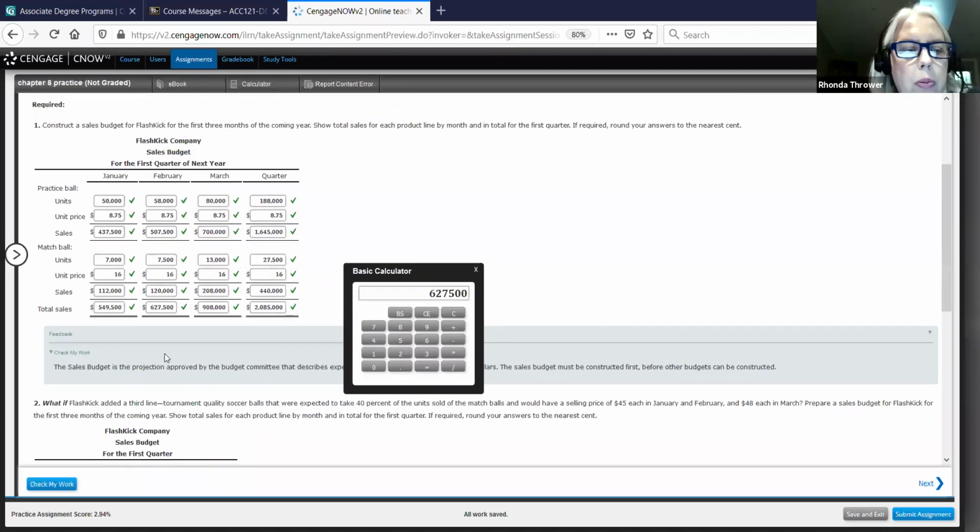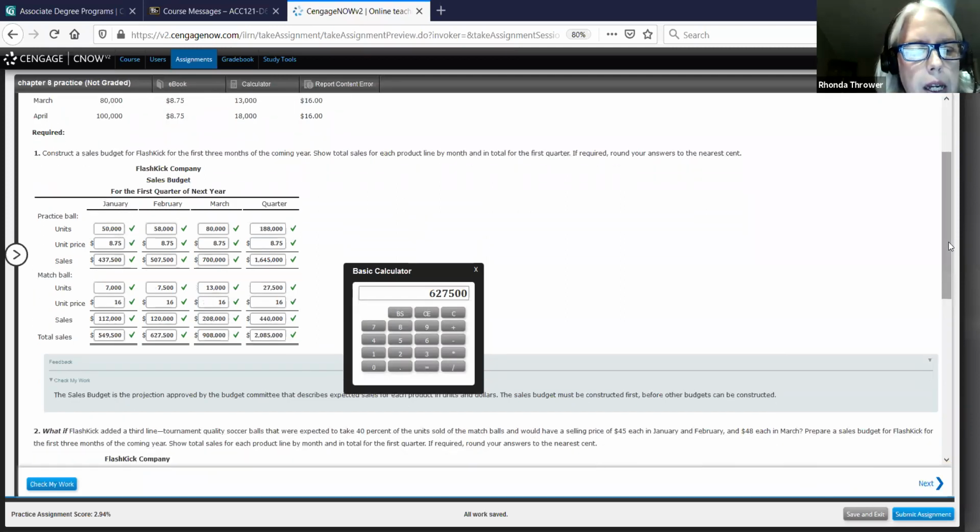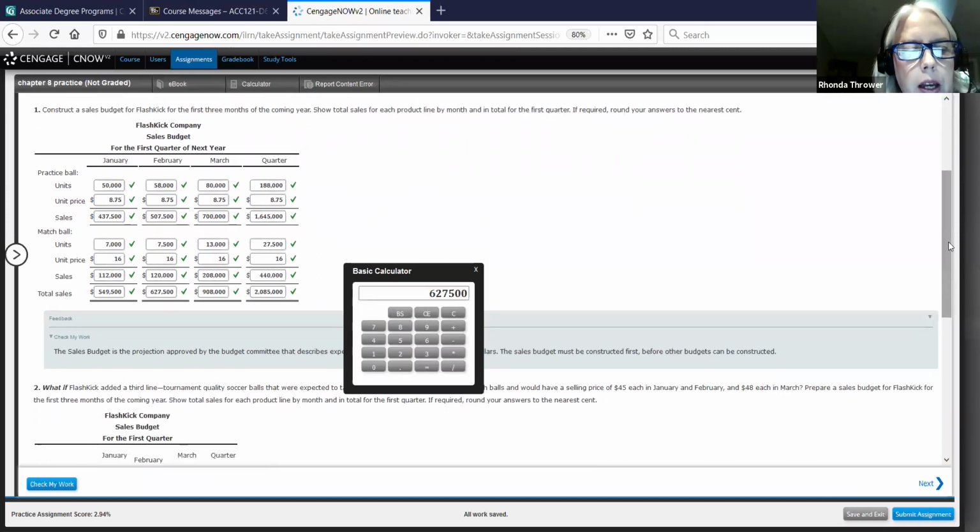It's pretty simple. You just multiply the number of units that you're expecting to sell for each of the months times the unit price. And this is a sales budget. This is a projection of the amount of sales that we're expecting for the first quarter in the year. And you would get this information probably from your sales department. So you go and ask them for information and then put together a budget like that for the sales budget.